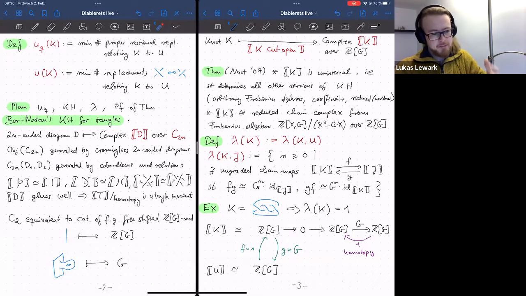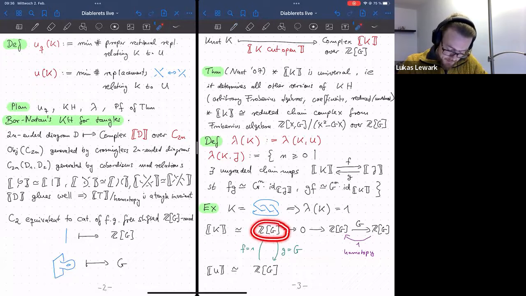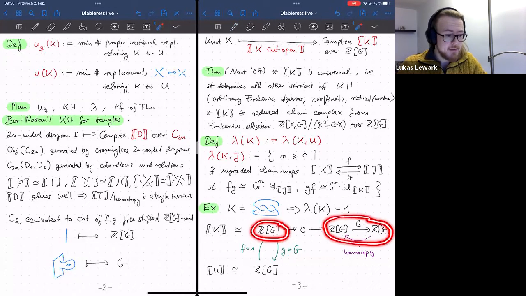So you see, if the chain complexes are simple enough, you can compute lambda by hand. For example, the same calculation works for all quasi-alternating knots. For all knots that have thin Khovanov homology, we can show that the ZG complex consists of one of these free copies and then arbitrarily many of these copies.